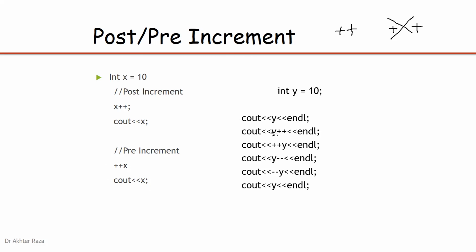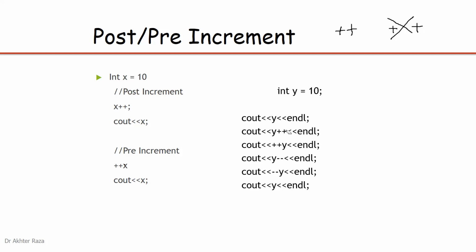Now see cout y plus plus. Here, two statements are there. One is the cout, another is y plus plus. Y plus plus does what? It will increase the value of y by 1. But firstly, the value is printed, and only after that it is increased.